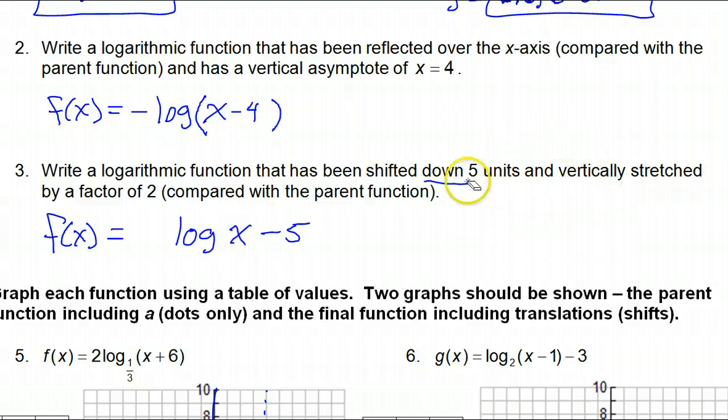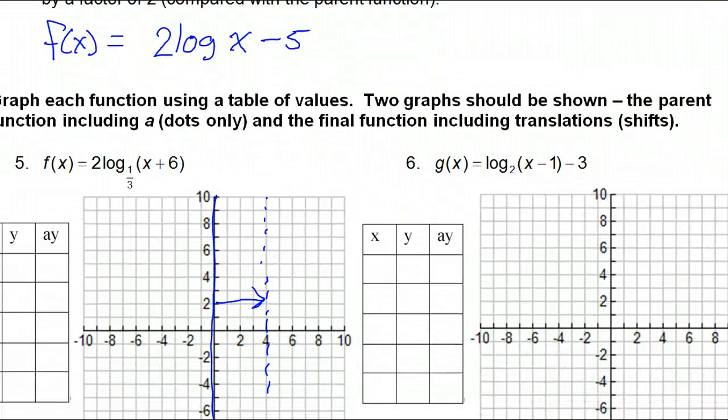Okay, and vertically stretched by a factor of 2. Well, vertical stretch is when you multiply the function by 2. So that would be your answer to number 3.